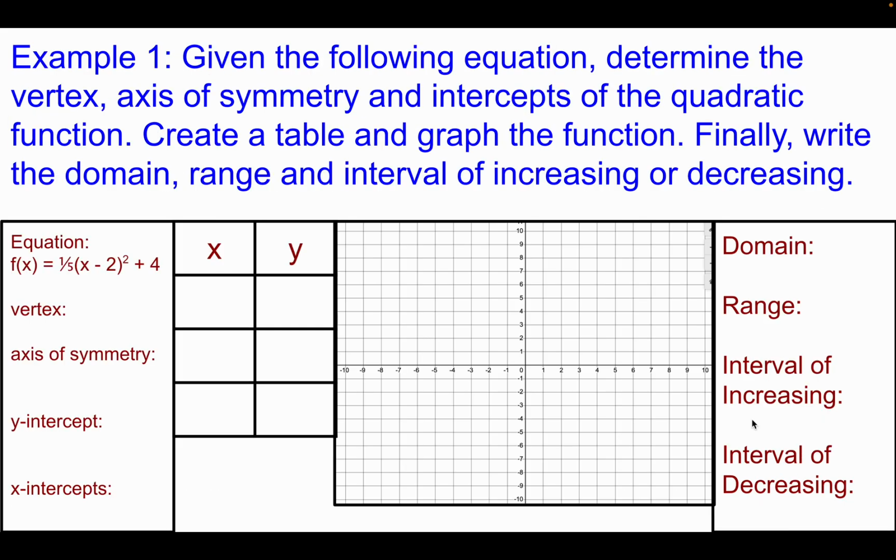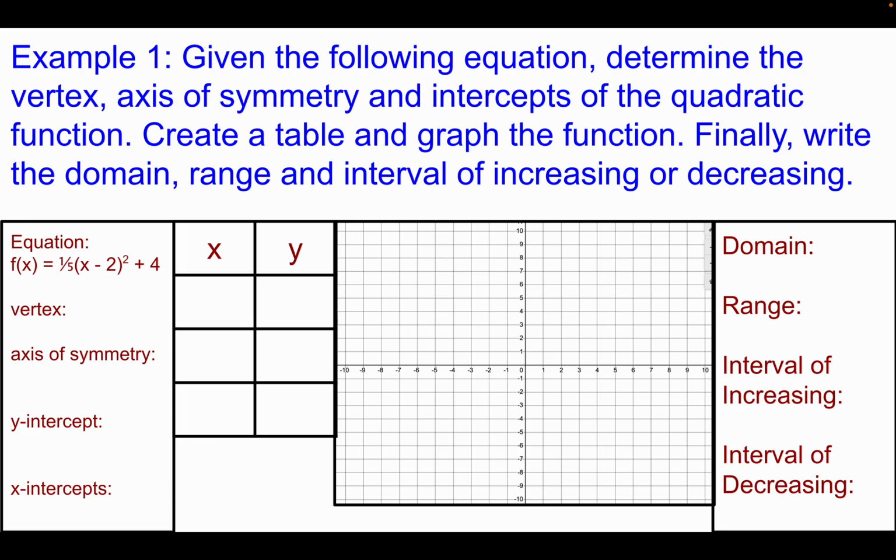Okay, let's go through an example. So given the following equation, determine the vertex, axis of symmetry, and intercepts of the quadratic function. Create a table and graph the function. Finally, write the domain, range, and interval of increasing or decreasing. So here's our equation, 1/5 times x minus 2 squared plus 4. This is written in vertex form, so this will correspond to the first 3 questions on the assignment.